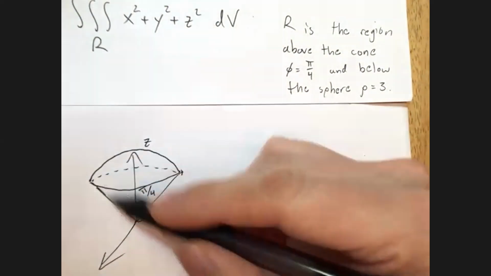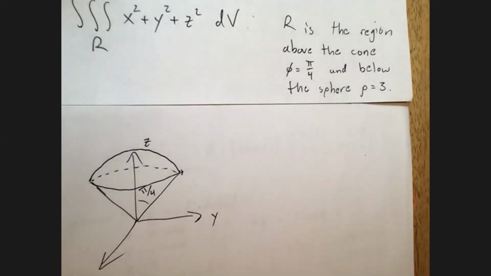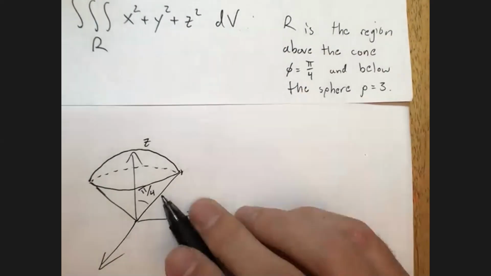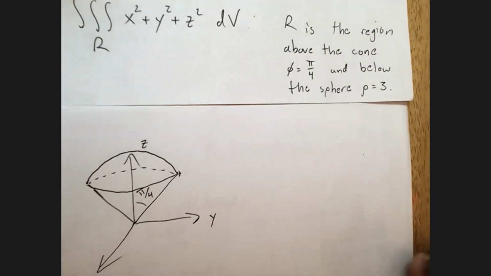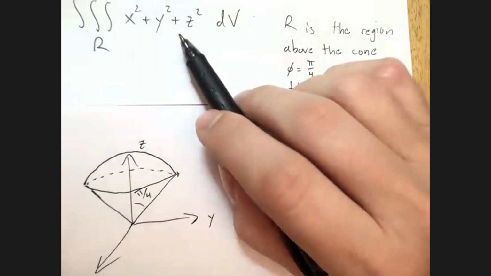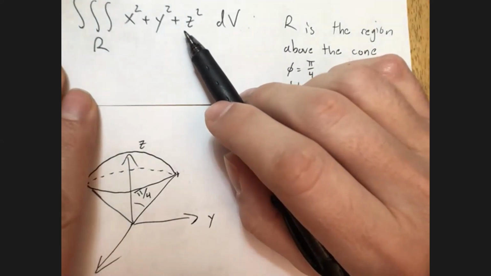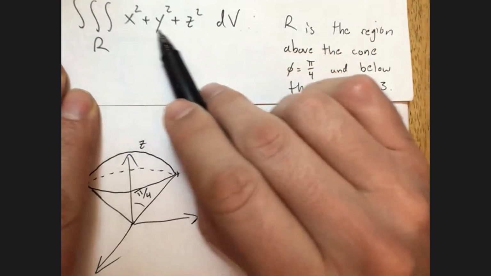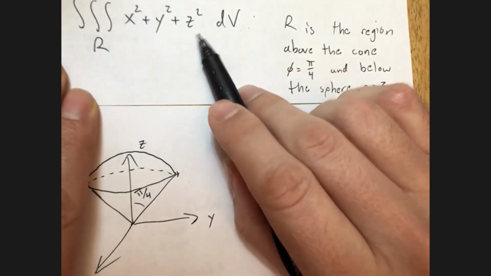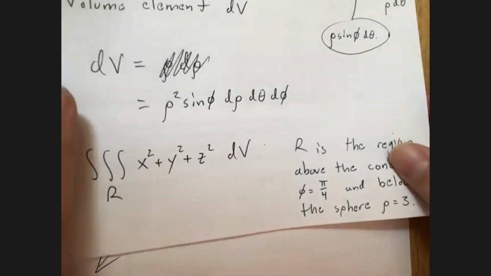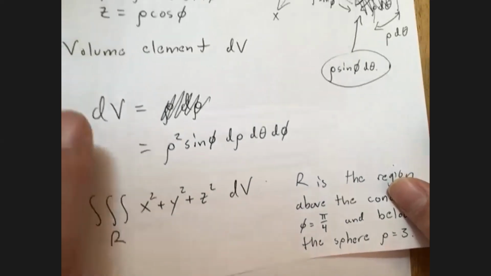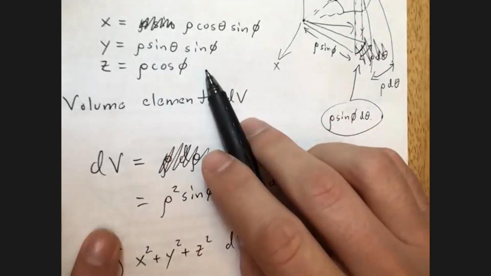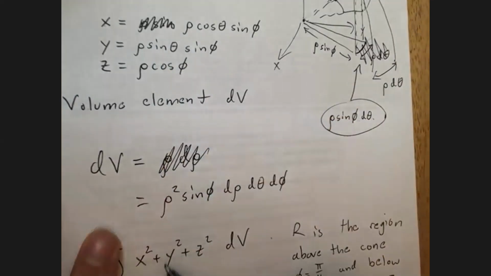So it's kind of like an ice cream cone that we're finding the volume of, or not the volume of, we're integrating this function over. So that's the region R. Okay. So just like in cylindrical coordinates, we have to convert this stuff into spherical coordinates. All right. Well, here are the things that we have to plug in. All right. So let's plug that stuff in here.